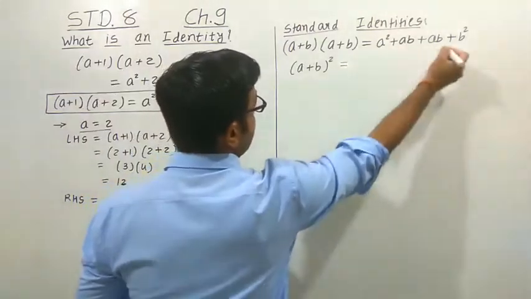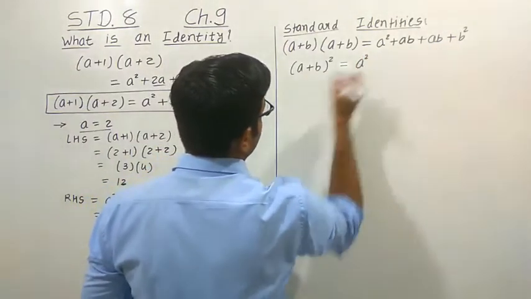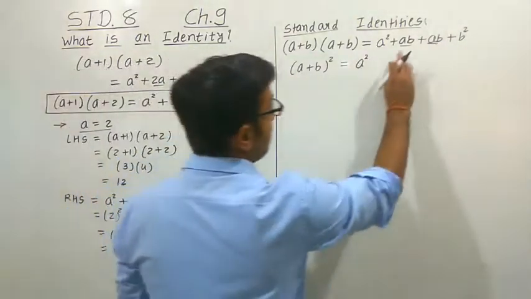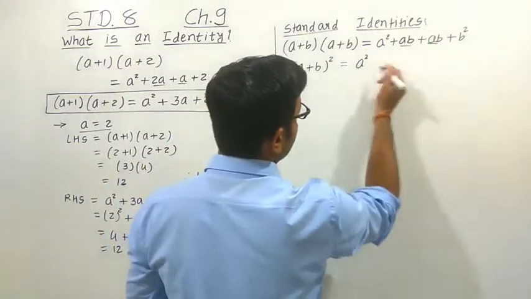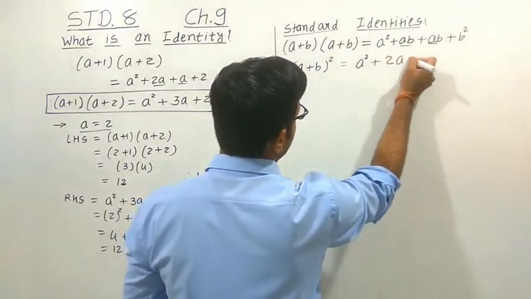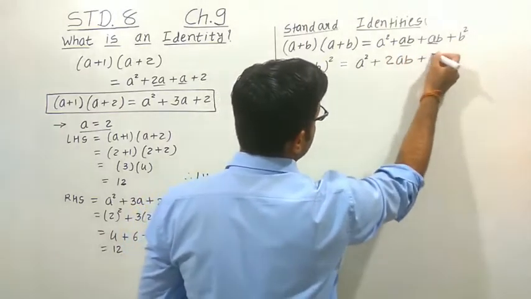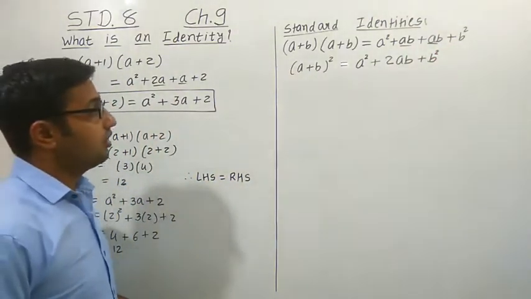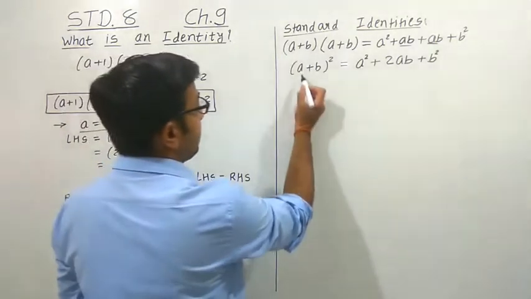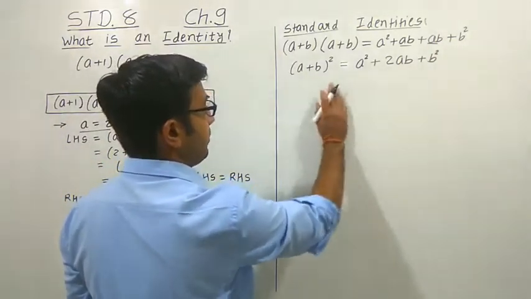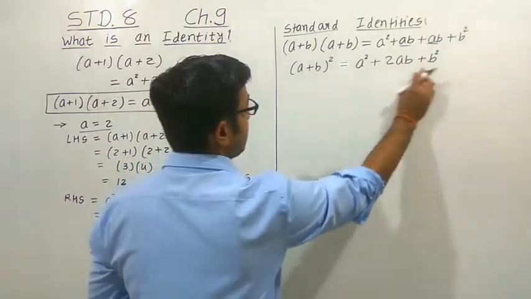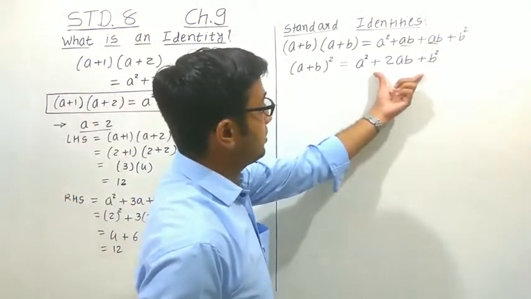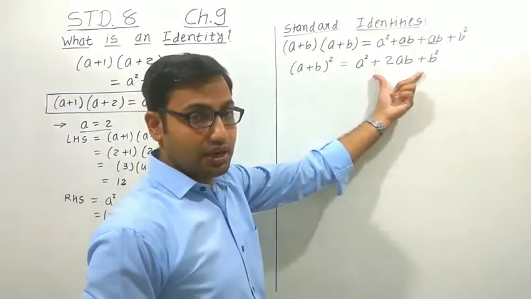And on the right-hand side, a square remains as it is. These two terms are like terms, so we can add them. ab one time, ab one time, so total 2 times ab, so 2ab plus b square. So this is the first standard identity. Whenever we have a plus b whole square, we can write it as a square plus 2ab plus b square. This is the expanded form.